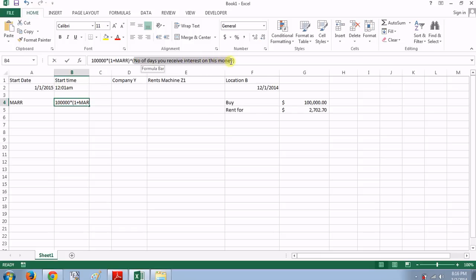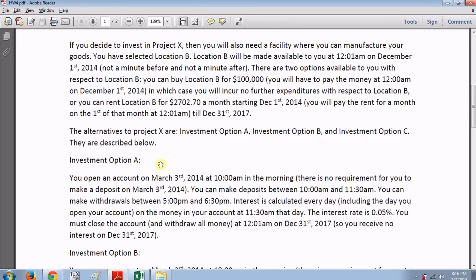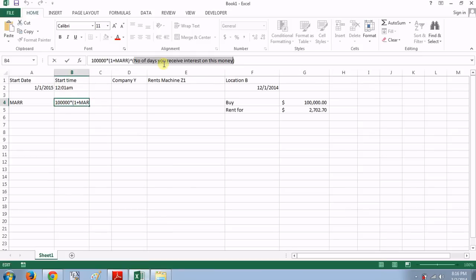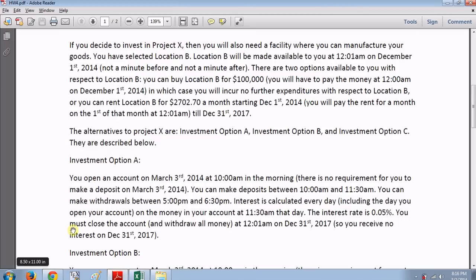If you deposited $100,000 in one of the investment options on December 1st, 2014, how many days would that money accrue interest? Unfortunately, that is something you have to figure out, so I can't help you there.